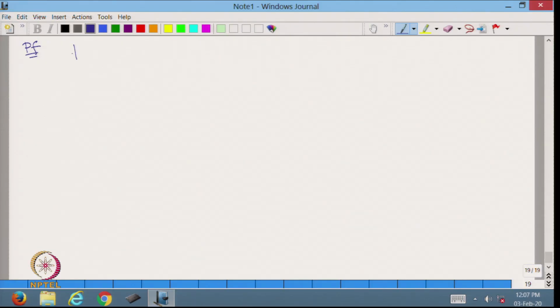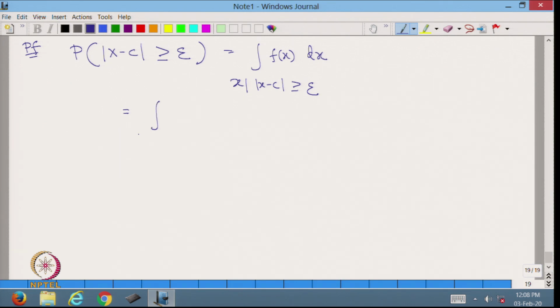Proof: probability modulus of x minus c greater than or equal to epsilon is equal to the integration of f(x) dx on the space of x such that modulus of x minus c is greater than or equal to epsilon, which is equal to the integral from minus infinity to c minus epsilon of f(x) dx plus the integral from c plus epsilon to plus infinity of f(x) dx.